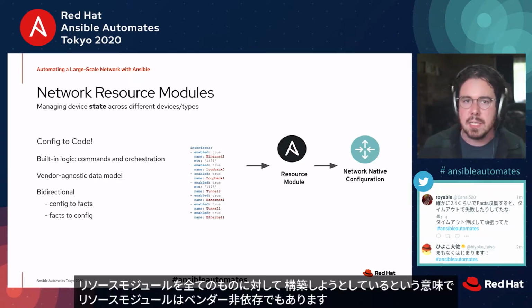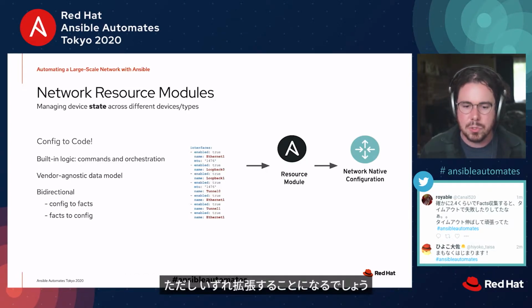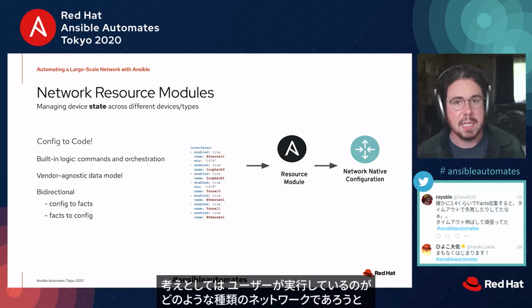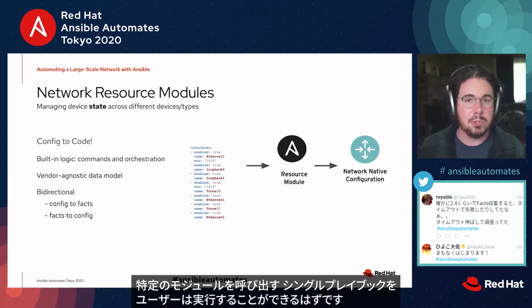They're also vendor agnostic in the sense that we are trying to build resource modules for everything. The ones we have right now are primarily targeting everything Cisco and everything Junos and everything related to those OSs. But we will be expanding that eventually. And the idea being, regardless of what sort of network device you are running, whether it's iOS, whether it's NXOS, whether it's EOS, you should be able to run a single module or a single playbook that would call a specific module based on what it needs to be calling.